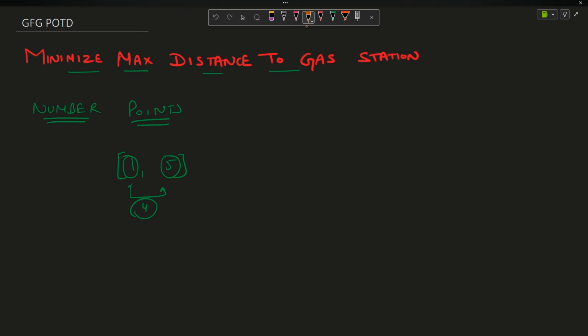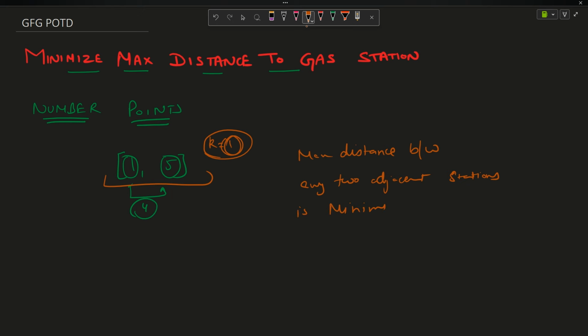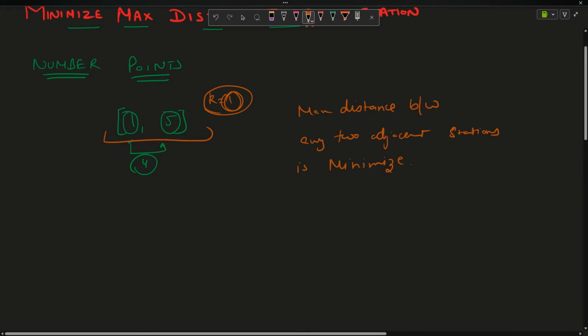Now the question provides you with some k. Suppose k is equal to 1. Now the question says we have to insert k number of stations in this interval such that the maximum distance between any two adjacent stations is minimized. So what do I mean by that?